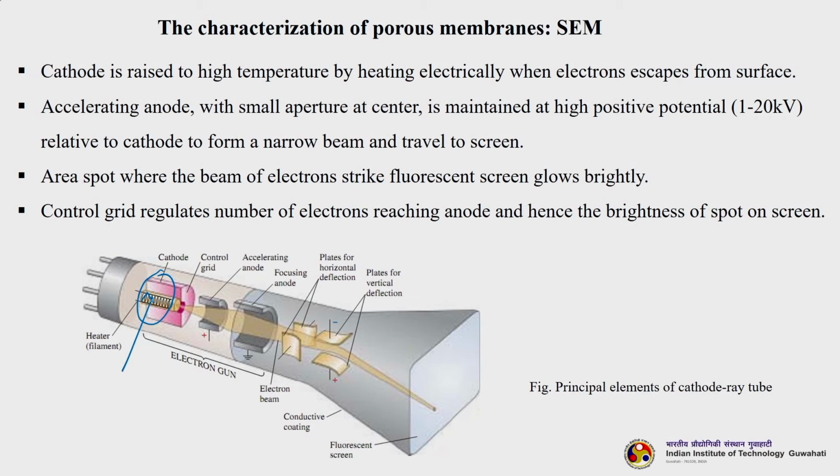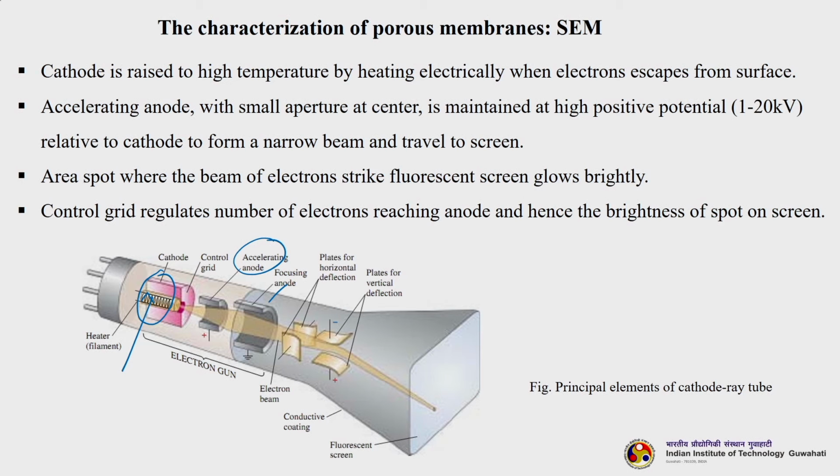So, then we have an accelerating anode here, right. There is a small aperture inside the accelerating anode. Then there is a focusing anode here, this one. Then there are plates for horizontal deflection and plates for vertical deflection. There is an area spot where the beam of electrons strikes the fluorescent screen and glows very brightly. The control grid regulates the number of electrons reaching the anode and hence the brightness of the spot on the screen.